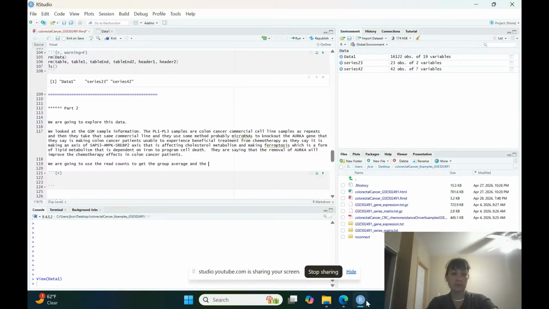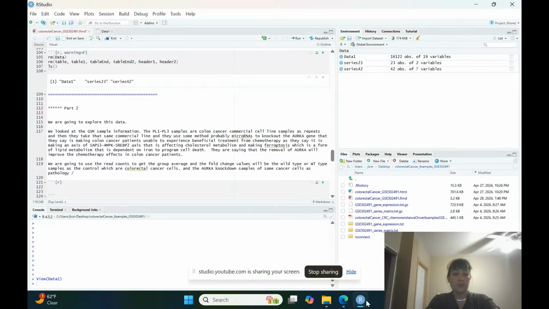And the fold change values will be the wild type or WT samples as the control, which are colorectal cancer cells, and the AURKA knockdown samples of the same cancer cells as pathology, divided by control or baseline.